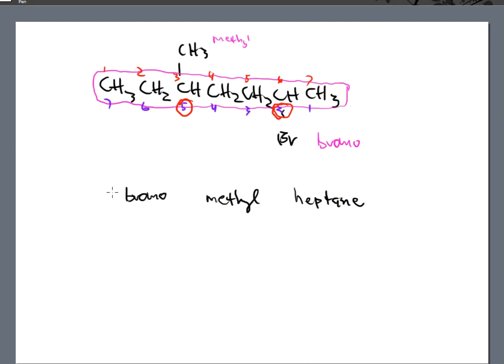So at spot number 2, I have a bromo. And then at spot number 5, I have a methyl. So the name of the structure is 2-bromo, 5-methylheptane. And that is the IUPAC name for that compound.